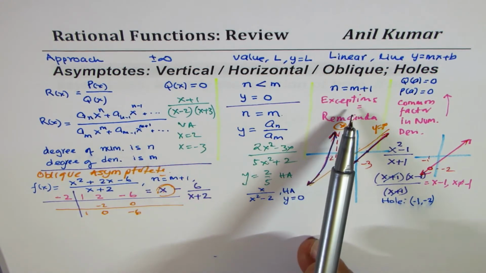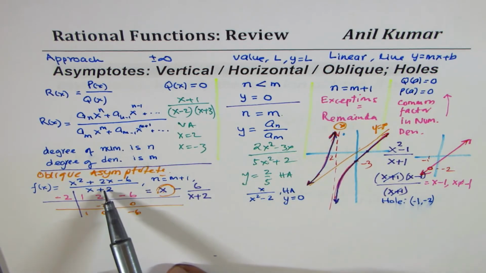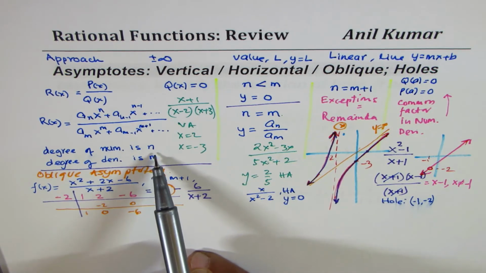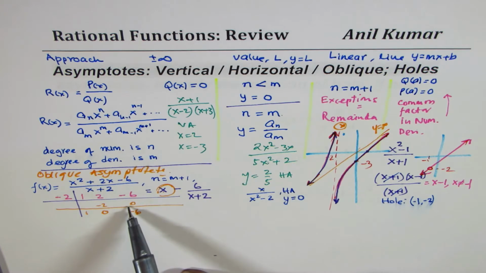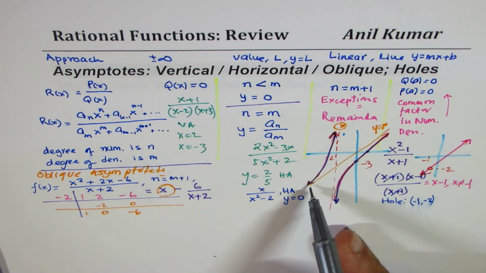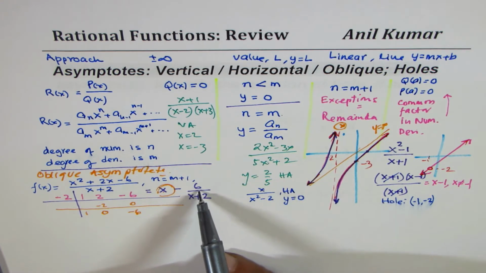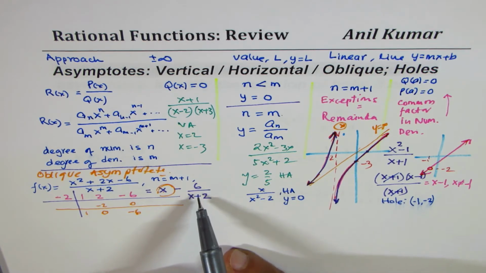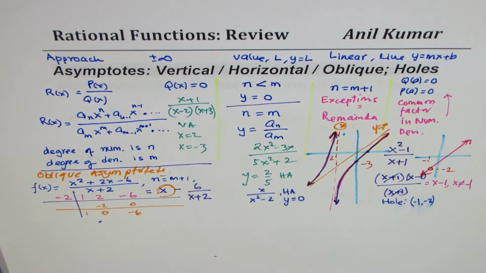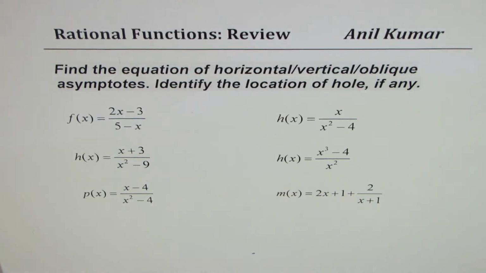To find an oblique asymptote, we need to divide. The quotient gives us the equation of the line as shown here, and this part, remainder, tells us whether we are approaching from above or below, right? Move on and take up few examples to practice what we have learned so far.